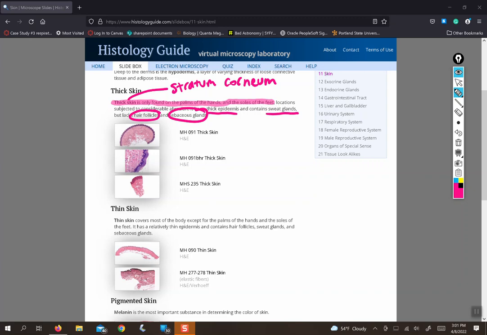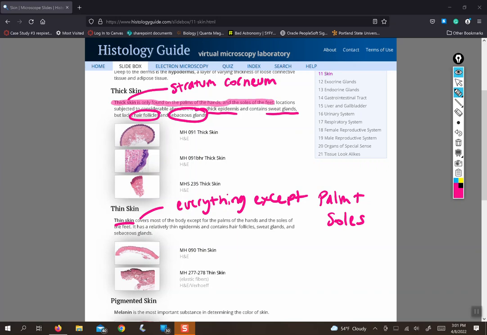So thick skin is specially adapted for gripping, and that's why we have friction ridges and this lack of hair follicles and sebaceous glands, because those would get in the way of gripping stuff. Thin skin is literally everything else. So everything except palms and soles.